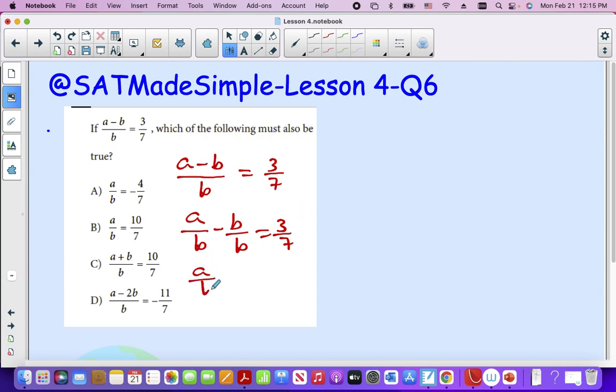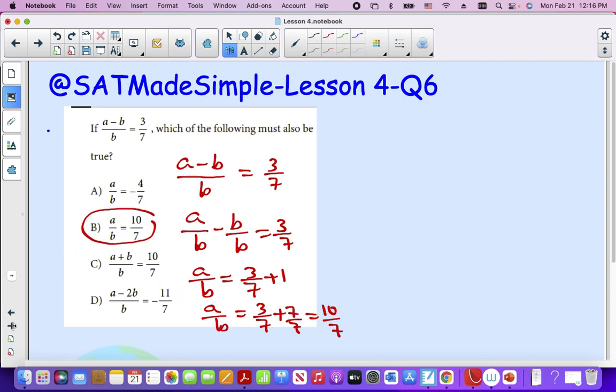So A over B is equal to 3/7 plus 1. 1 is the same as 7/7. So A over B is equal to 3/7 plus 7/7, which is equal to 10/7. So A over B is equal to 10/7, and that is our correct choice.